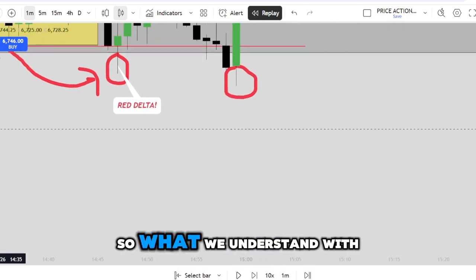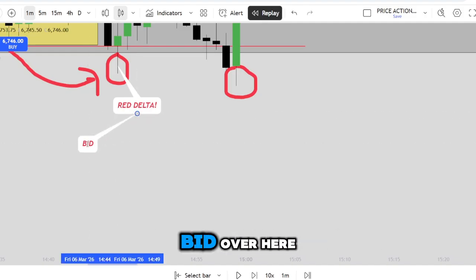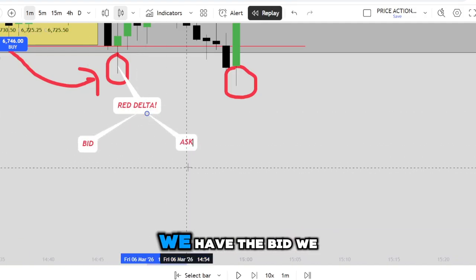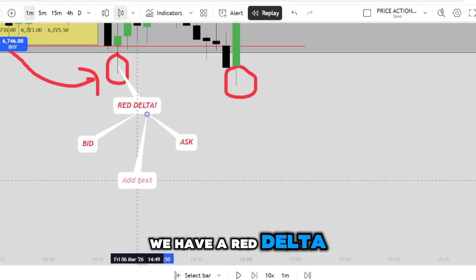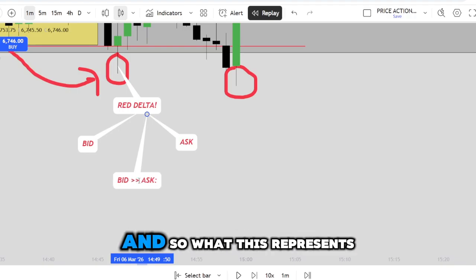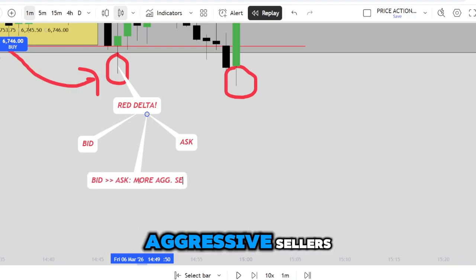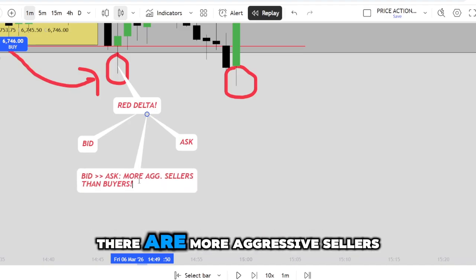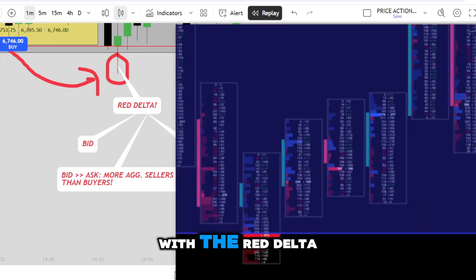Right, so what we understand with the way candles form is that we have the bid over here and the ask over here. So when we have a red delta, what's going on is that the bid is a lot greater than the ask. What this represents is that there are more aggressive sellers than buyers, and this is represented simply with the red delta.